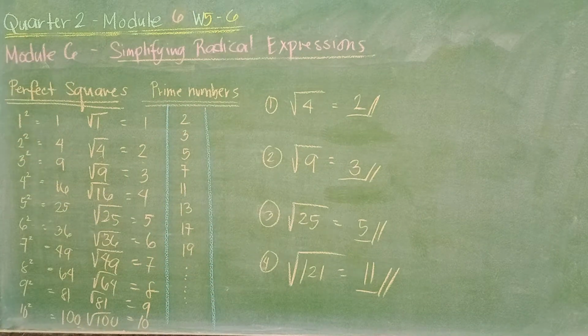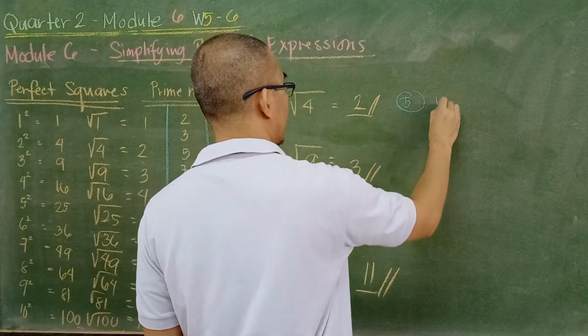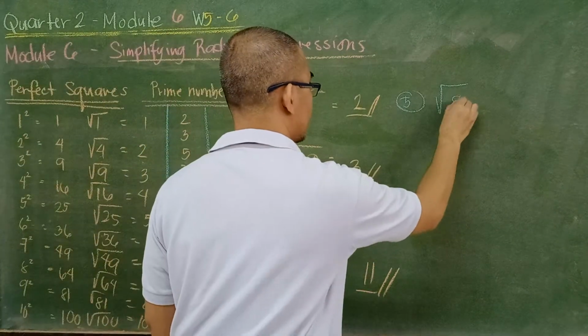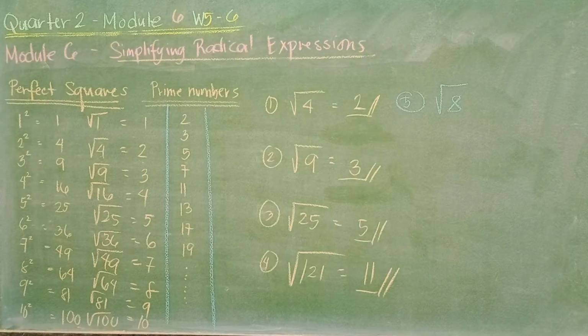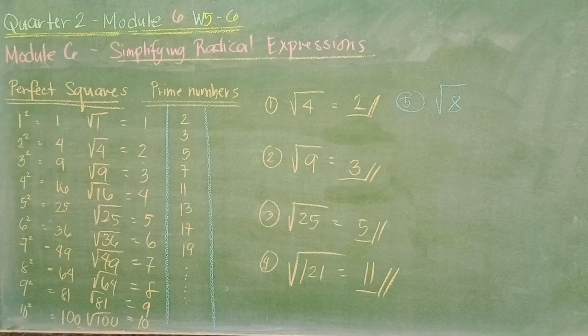So, for example, for number 5, we have the square root of 8. Remember that we are only at index 2 for now, but the idea is the same for the cube root, 4th root, 5th root. So for number 5, let's say we have the square root of 8.